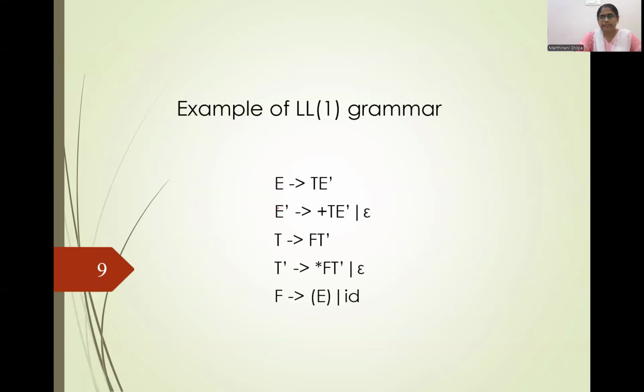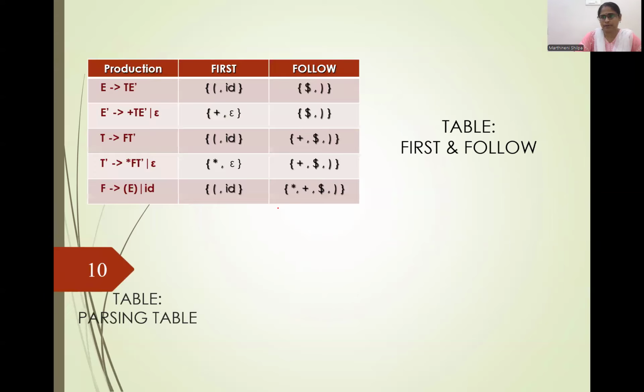Now let me explain LL1 parsing with the help of one example. Let us take this grammar: E derives T E', E' derives plus T E' or epsilon, T derives F T', and T' derives star F T' or epsilon, F derives id. So this is a grammar having some production rules.